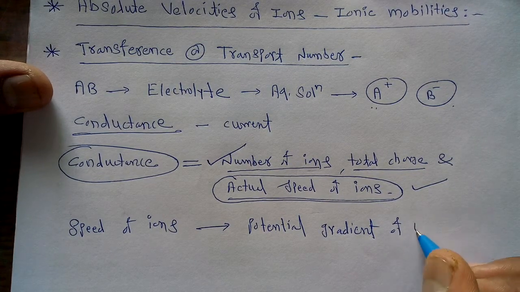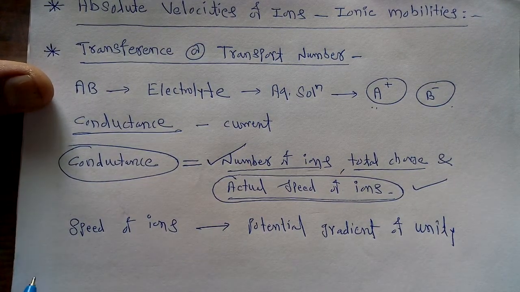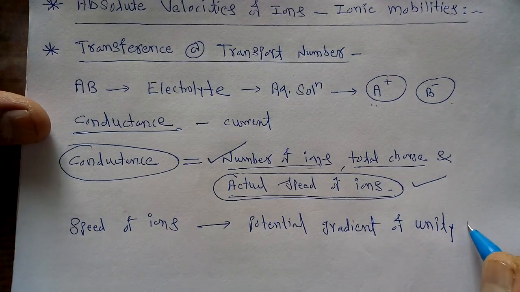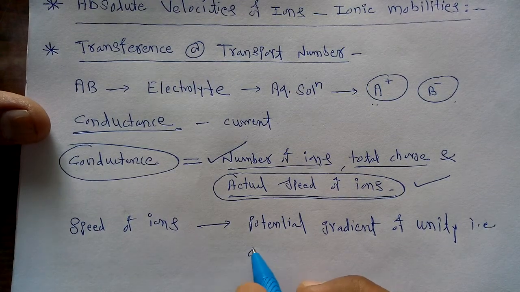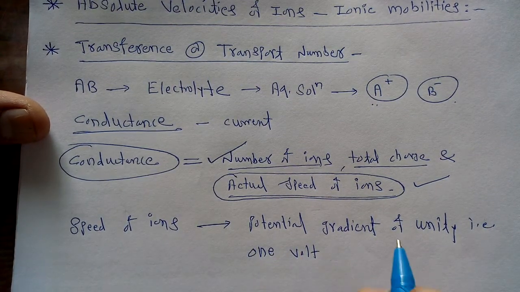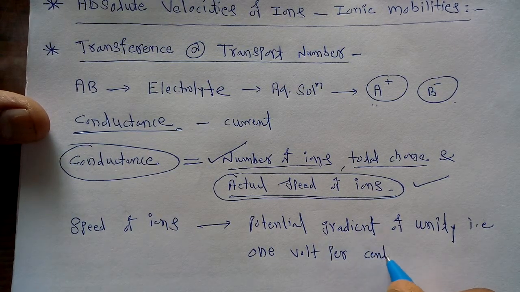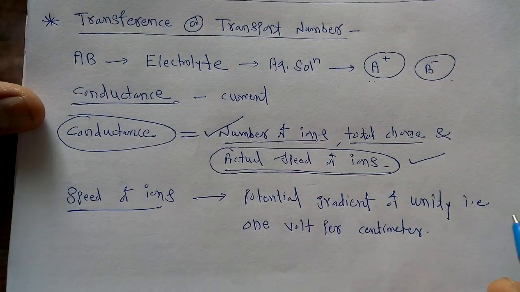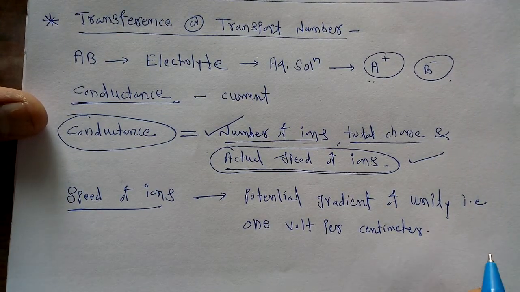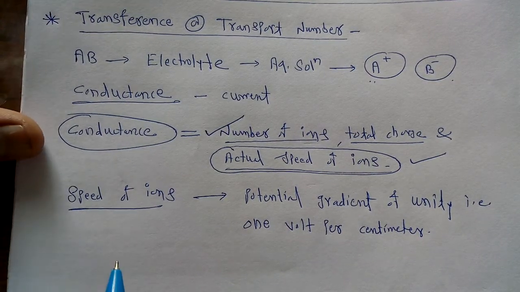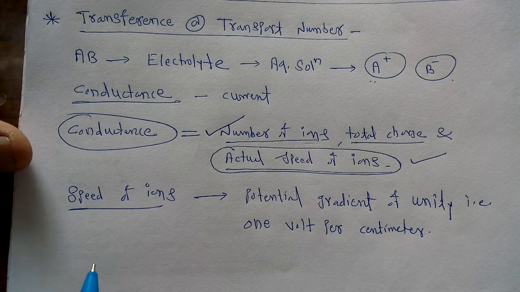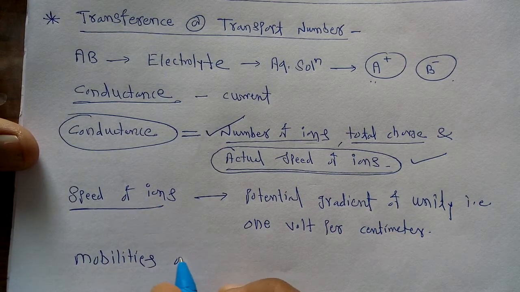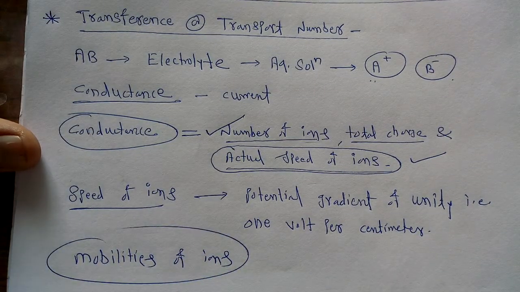The speed of the ions is proportional to the potential gradient of unity, that is, 1 volt per centimeter. So this speed of the ions, proportional to the potential gradient of unity, that is nothing but 1 volt per centimeter, is called the mobility of the ions.